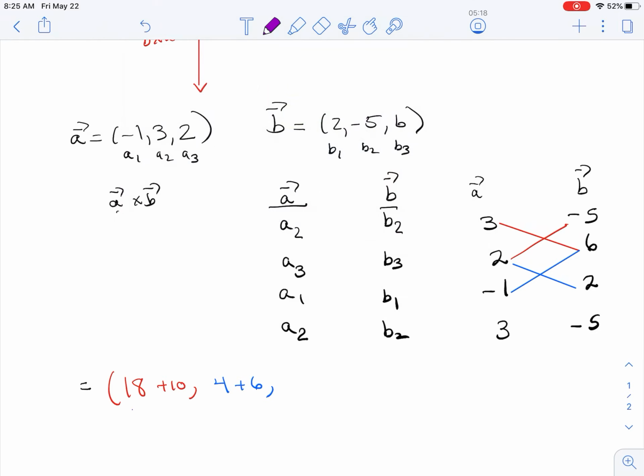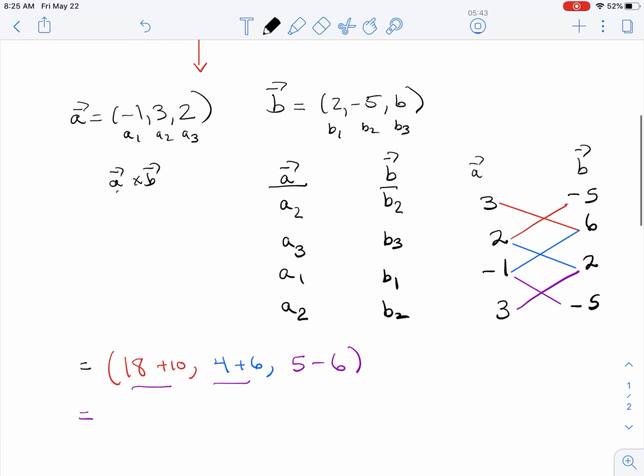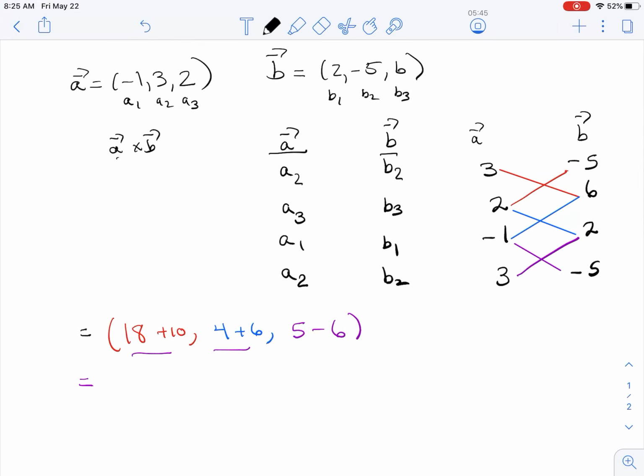And then the third one, you can see what's happening here. That's going to be my x component of the vector. That's going to be my y component of the vector. So the last one is going to be -1 times -5. So that's going to be +5. And then subtract 3 times 2. So again, always watching that negative. Okay, that's easy to miss.